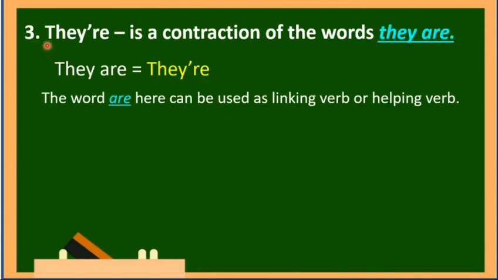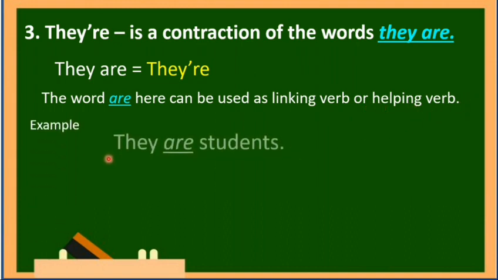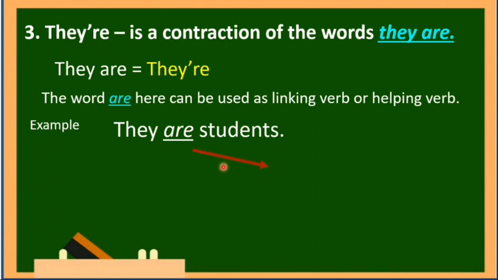Number 3, there is a contraction of the words they are. Ibig sabihin, ito ay dalawang word, they are, ito ay pinaikli, magiging there. Meron tayong apostrophe. They, apostrophe are. Now, the word are here can be used as linking verb or helping verb. Example, they are students. Now here, itong word na are ay gumaganap bilang linking verb kasi siya ay dumudugtong dito sa they at sa predicate na students.